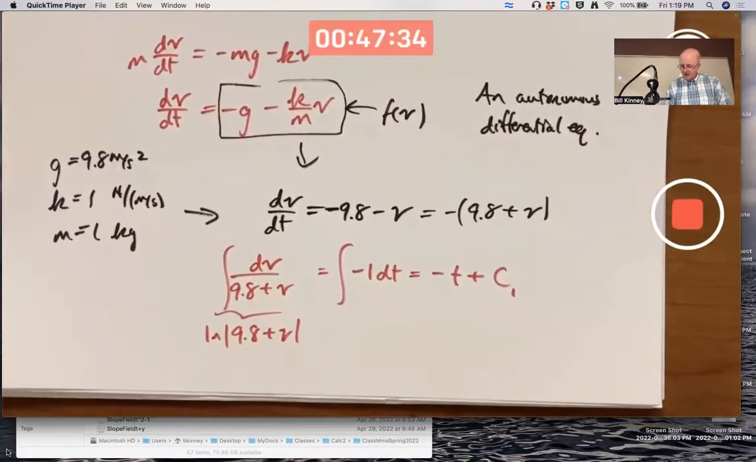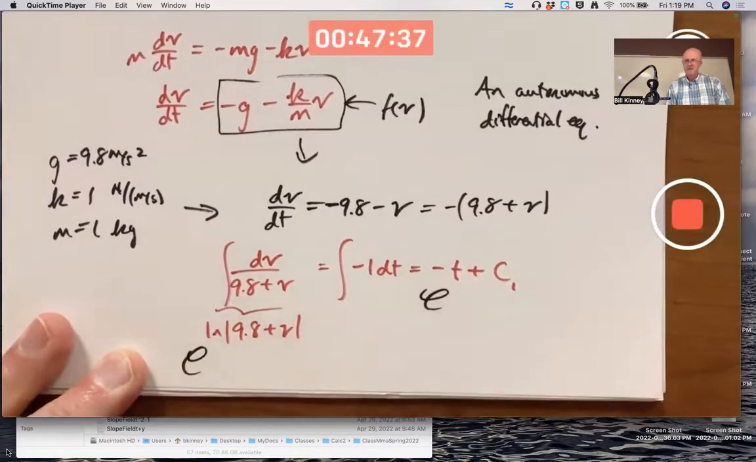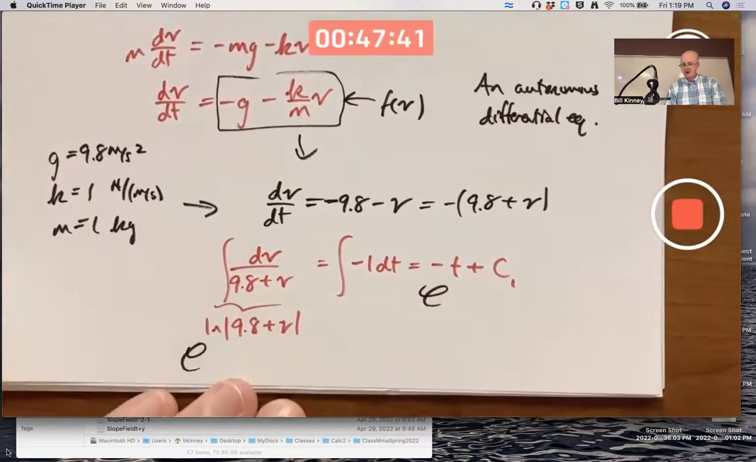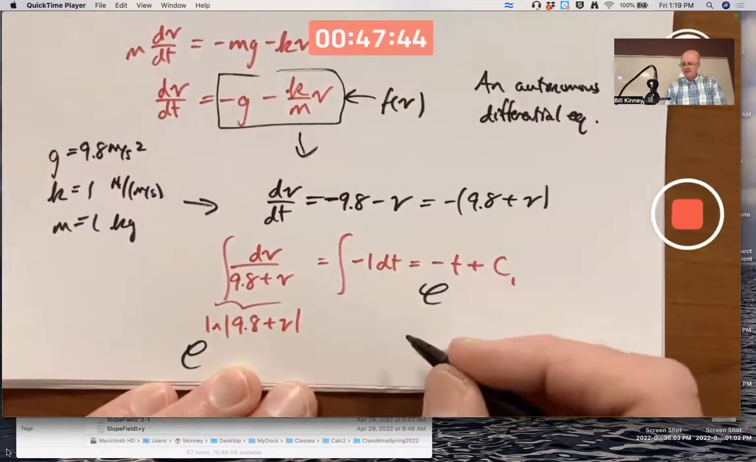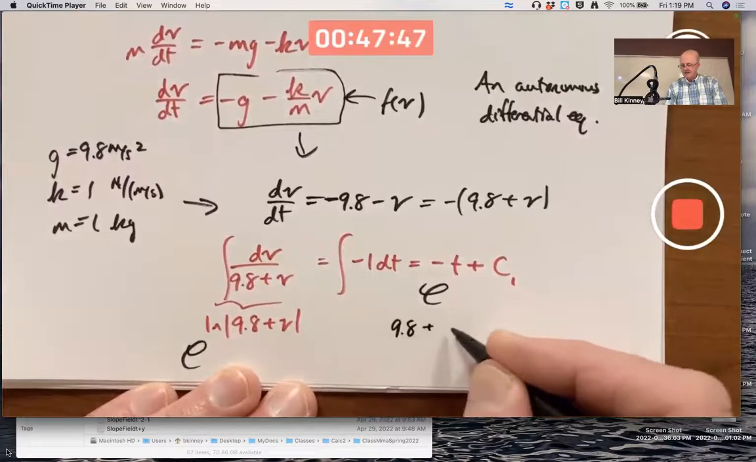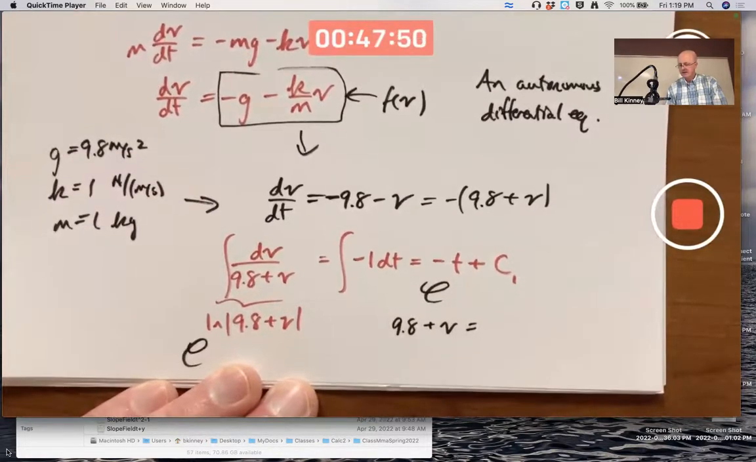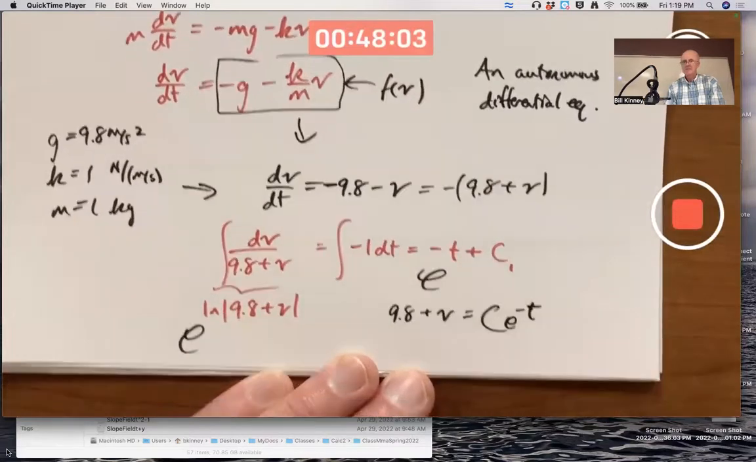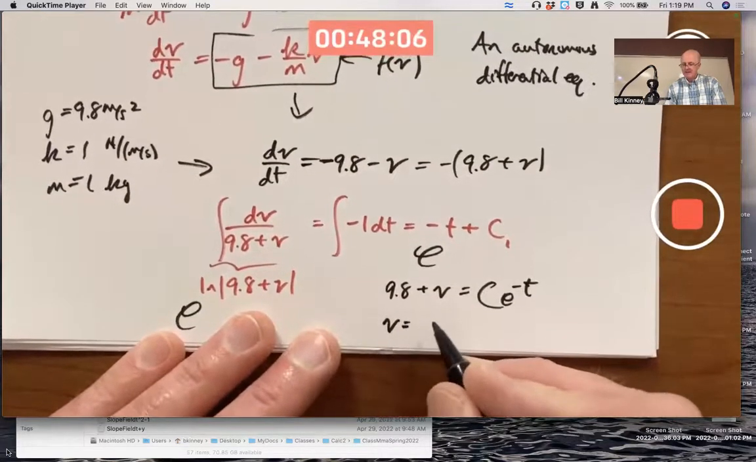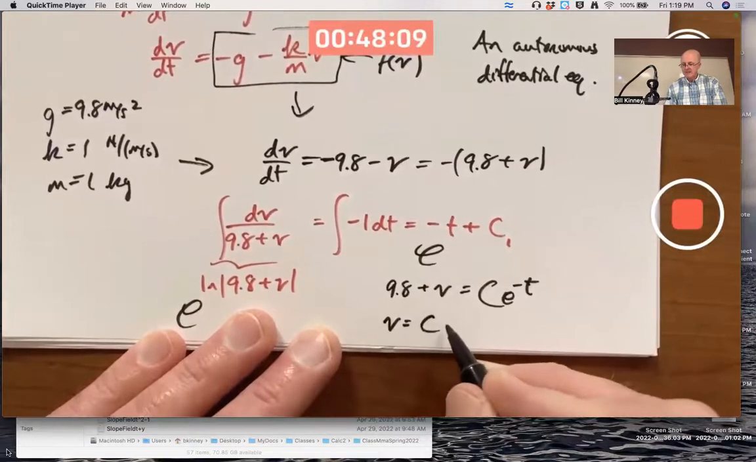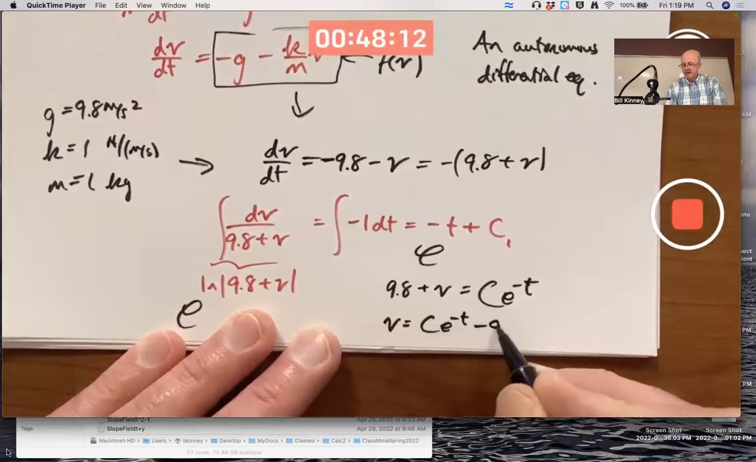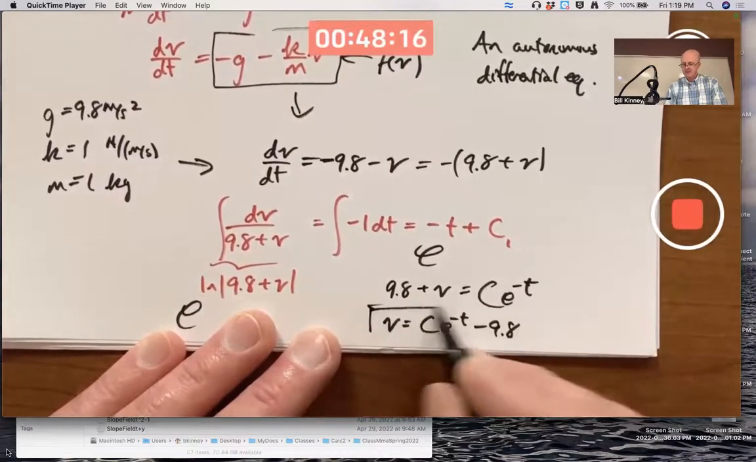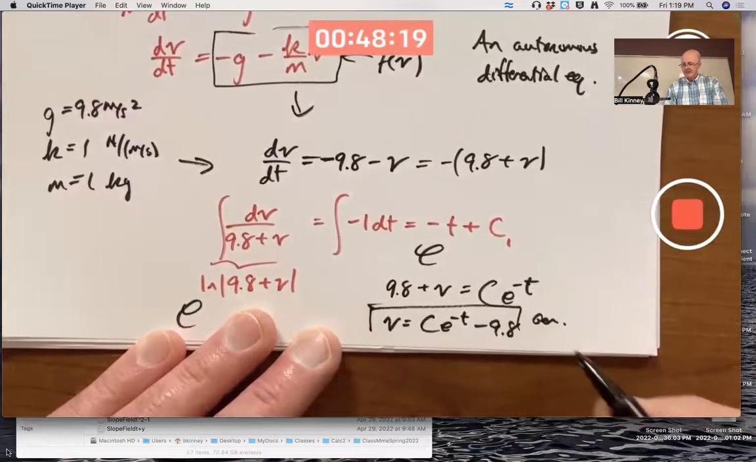Our goal is to solve for v, so try to get rid of the logarithm first by exponentiation. Let me do 2 steps at once. Let me exponentiate there and also get rid of the absolute value signs. That does end up being okay to do, though I'm not fully justifying it. E to the c1, you might call c2. If I get rid of the absolute value signs, you might call it c3 or just maybe a plain c. Finally, subtract 9.8 from both sides. The velocity as a function of time is some constant times e to the negative t minus 9.8. There's your general solution for the scalar velocity.